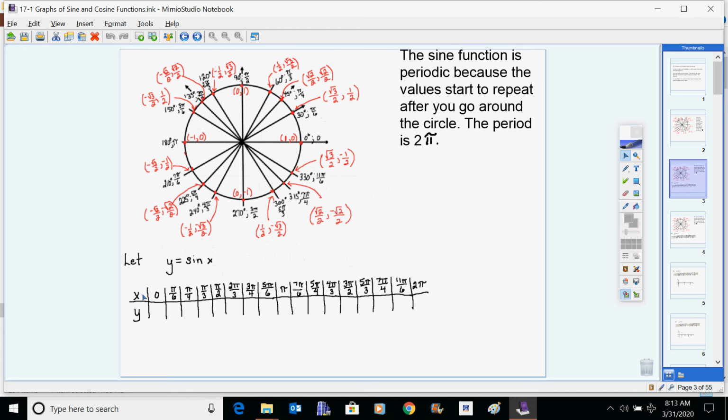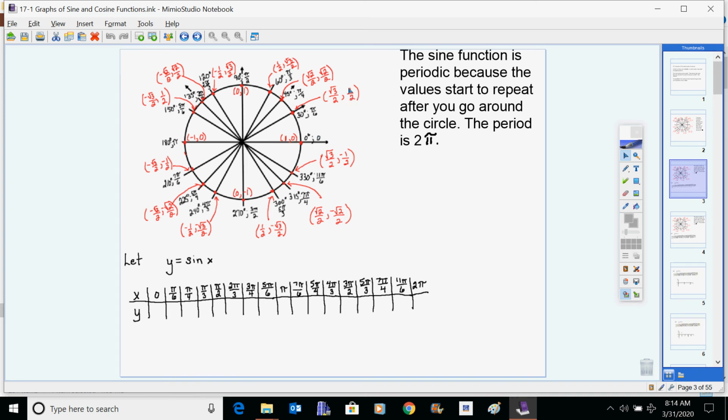Okay, so if we're making on our x-axis, we have all of these values as we're going around the unit circle. Remember, our sine values come from the y coordinate in these ordered pairs. Sine would always be the y value. We'll do something similar for cosine, where we'll be looking at the x values, but let's start with the sine values.